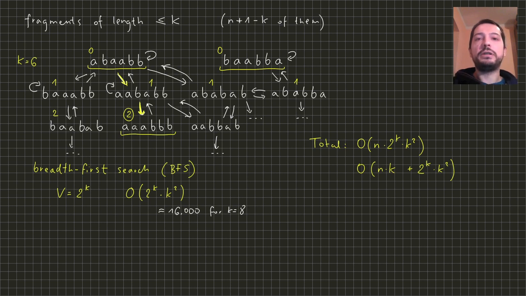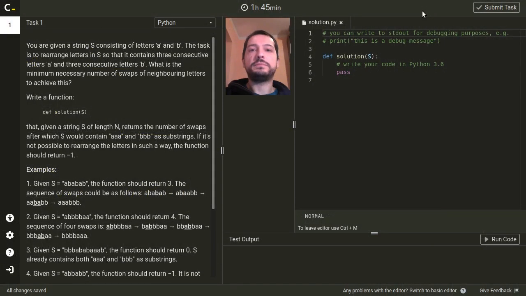Okay, so we are finally ready for the implementation. We start by checking the case in which a solution does not exist. Therefore, we need to see whether the number of occurrences of letter A in the string is smaller than 3, or the number of occurrences of the letter B is smaller than 3. Then we just return -1.